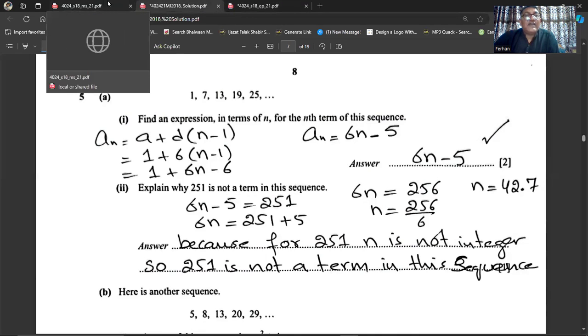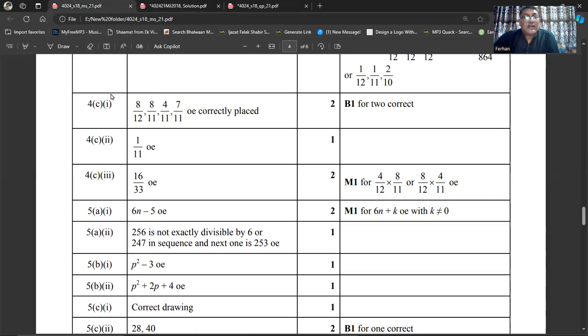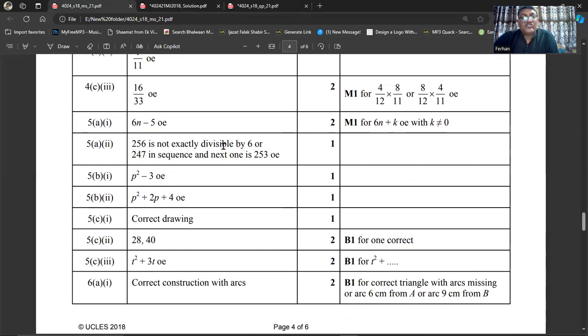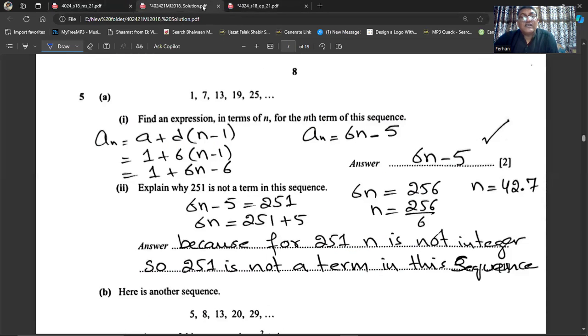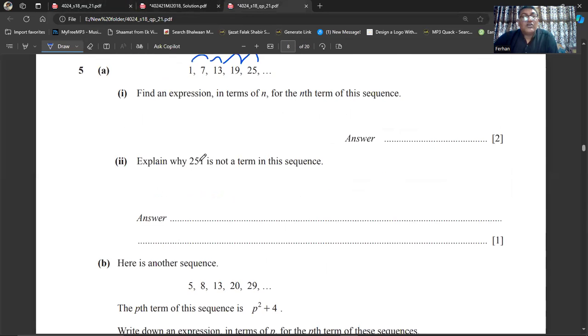Question number 5A, its second portion. So let me show you. This is the answer. I have done this. This is my solution.